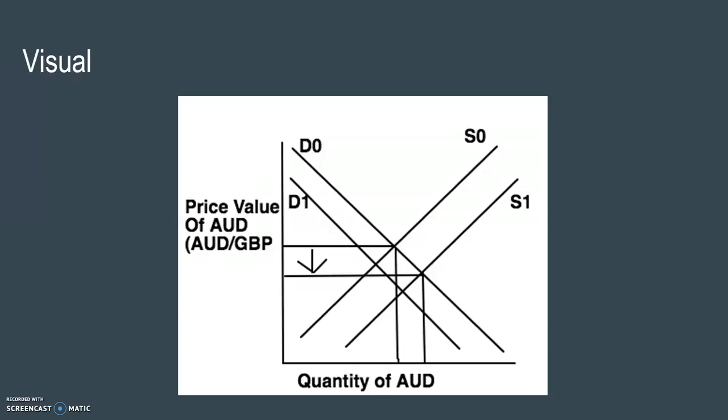So in this graph shown, we can see that the demand curve is shifting to the left and the supply curve is shifting to the right. So therefore, there will be more Australian dollars on the FX market, which in turn will lead to an excess of funds which would depreciate the dollar against the pound.